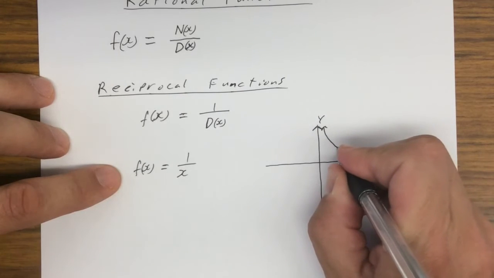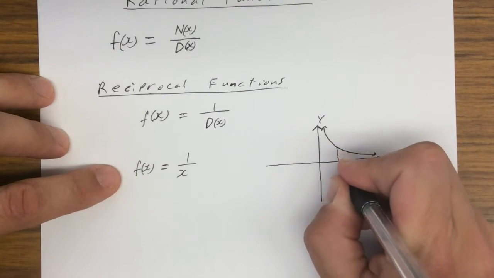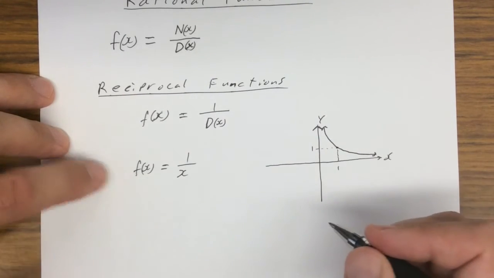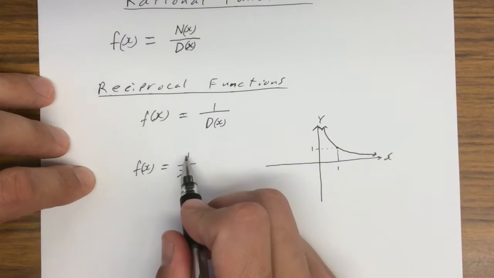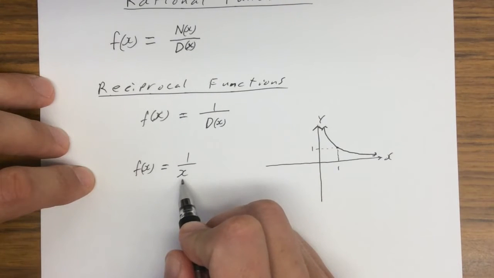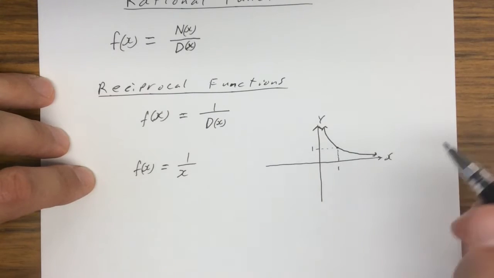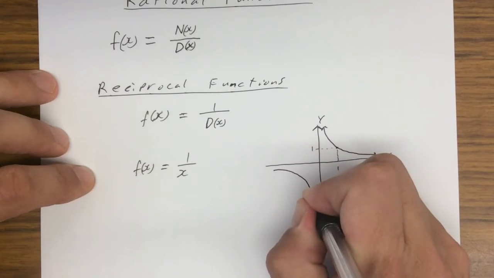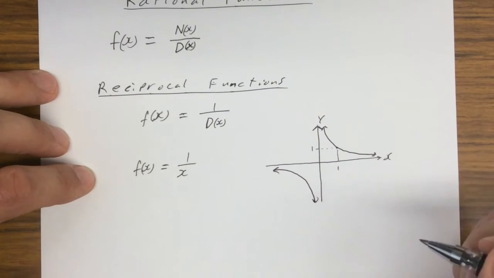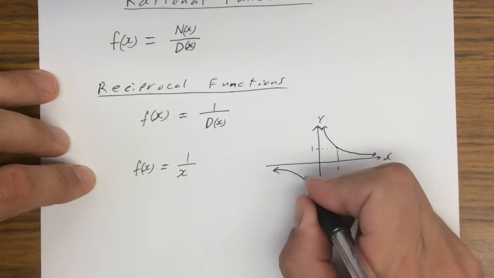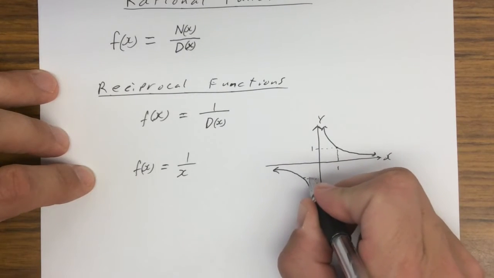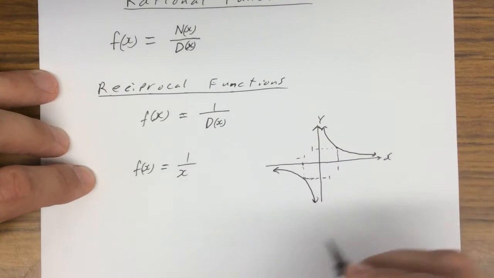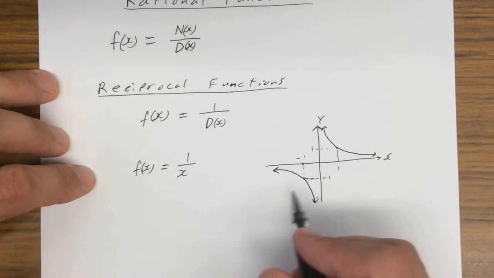And the sharpest point here is at (1, 1). Now on the other side, where it's negative, you're dividing 1 by negative numbers. It's going to have the same effect, but when you divide a positive and a negative, you get a negative, so you end up with this function here. And again, that point would be at -1 here and -1 there. So that's what 1 over x looks like.